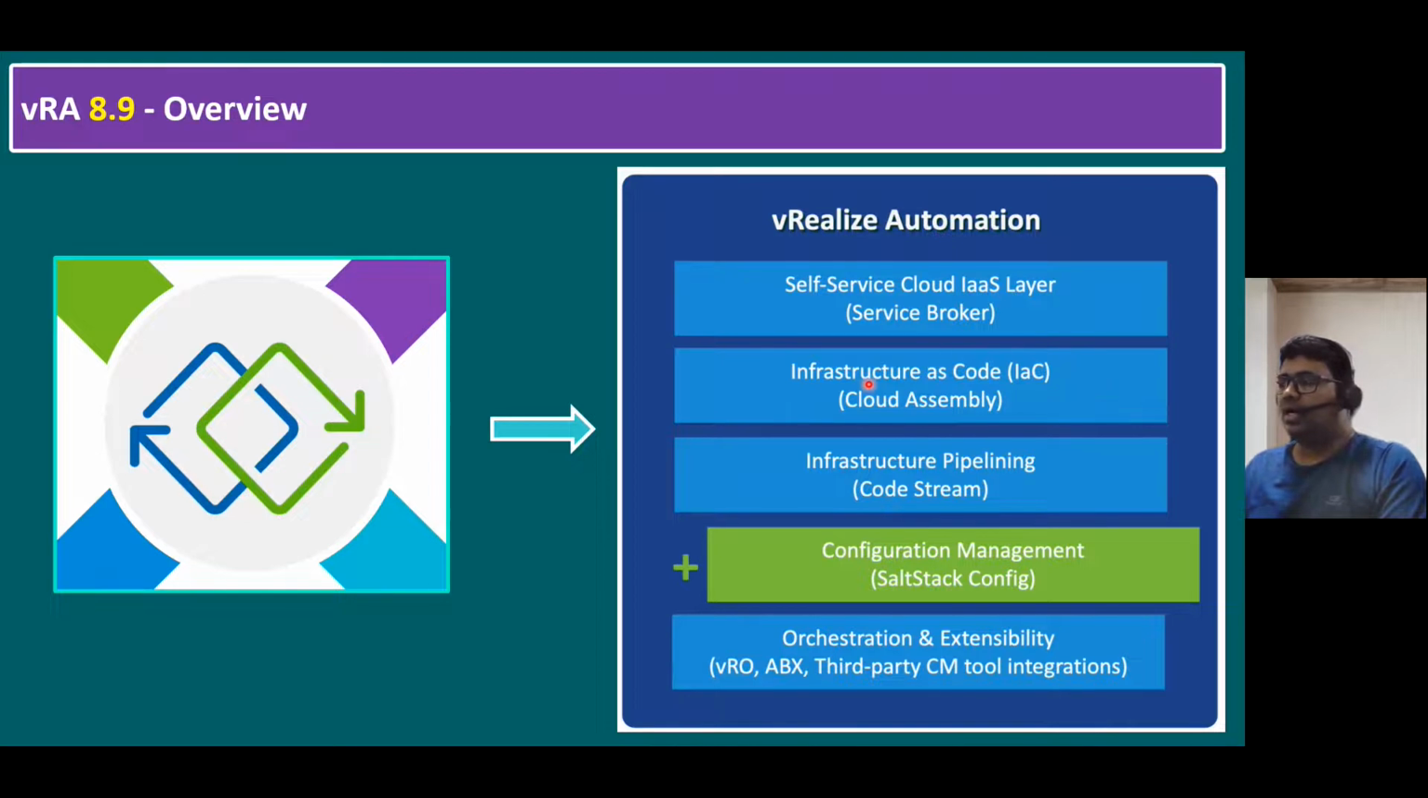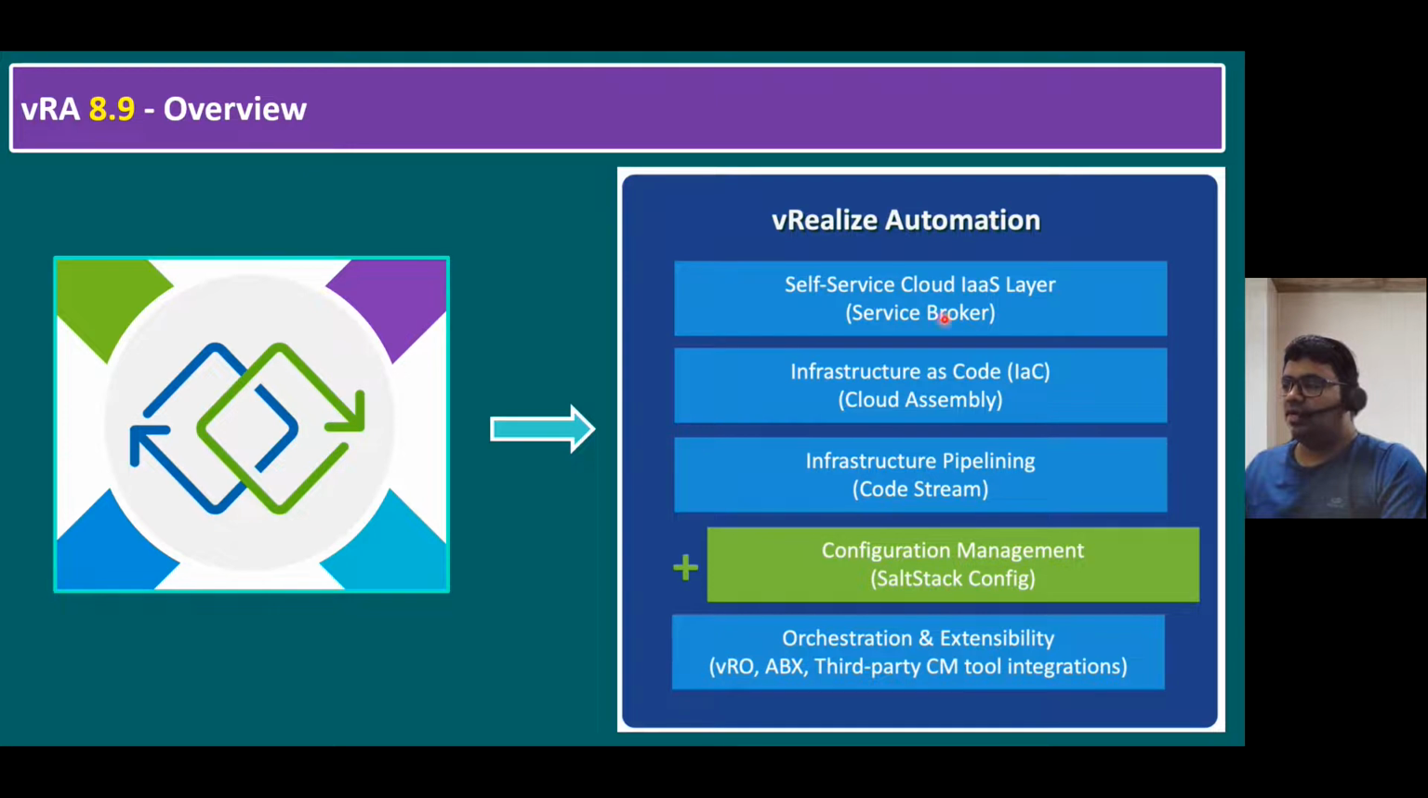Okay, and cloud assembly, the main component in cloud assembly is infrastructure as code. You can implement the cloud assembly designs using YAML infrastructure code, and we can also use Ansible, Terraform, or any of the other third-party tools. And code stream is mainly focused on the DevOps functionality like infrastructure pipelining, CI and CD, continuous integration and continuous delivery. Along with this, we have orchestration and extensibility. Extensibility means ABX, and orchestration we call vRealize Orchestrator.